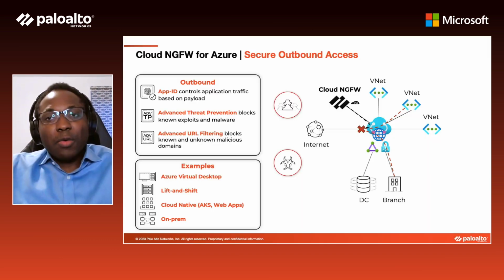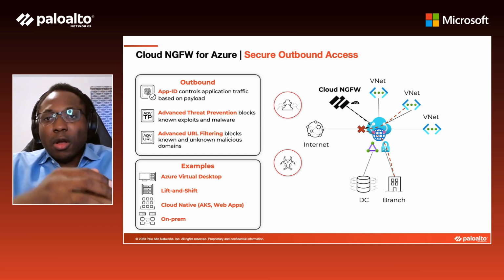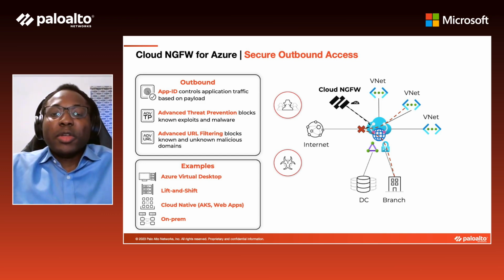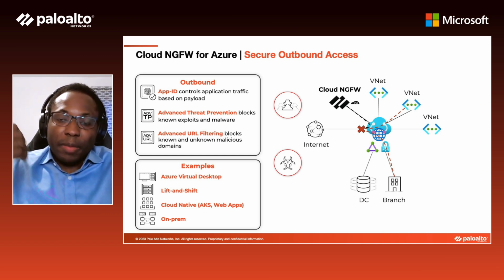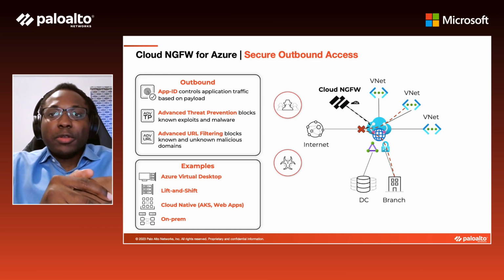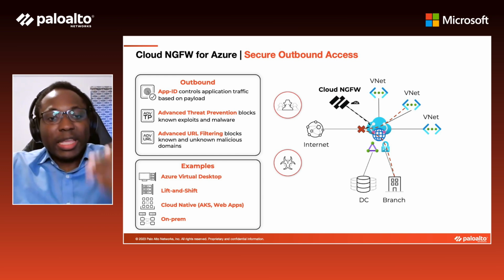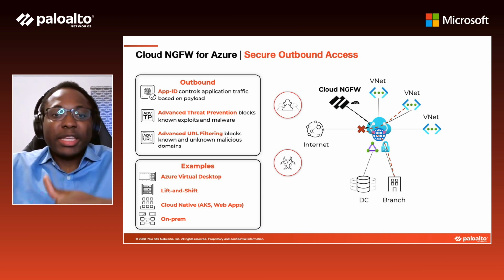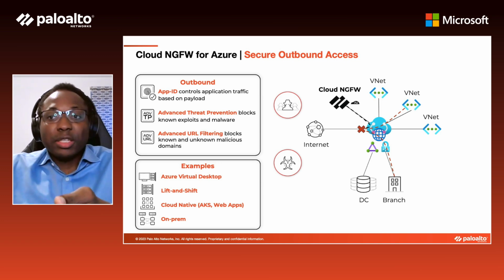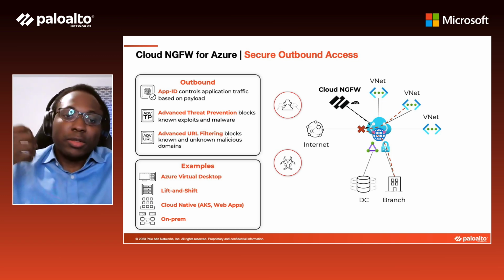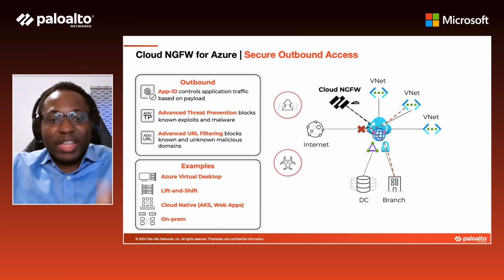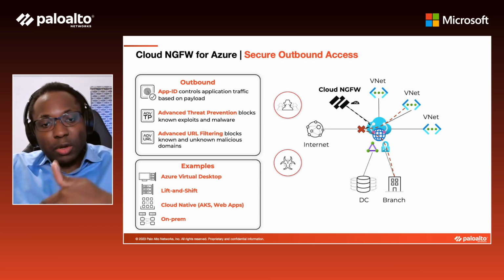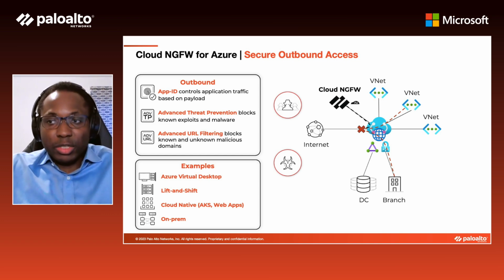The Cloud Next Generation Firewall for Azure Service offers support for multiple deployment scenarios. The easiest one is for implementing a secure outbound solution for your Azure virtual networks. So this includes applying capabilities like App ID to control application traffic based on the payloads that are detected, things like advanced threat protection to block known exploits and malware, and advanced URL filtering to block both known and unknown malicious domains using our machine learning capabilities.